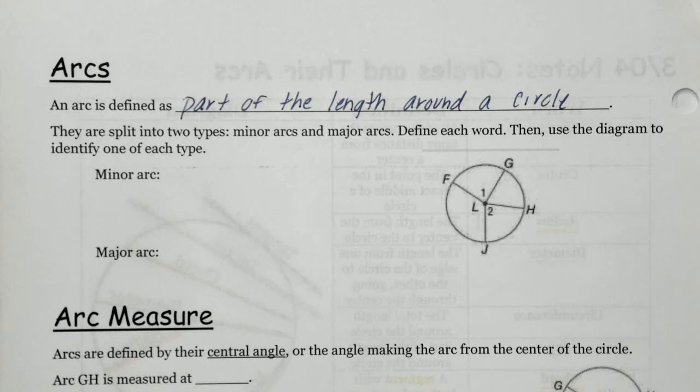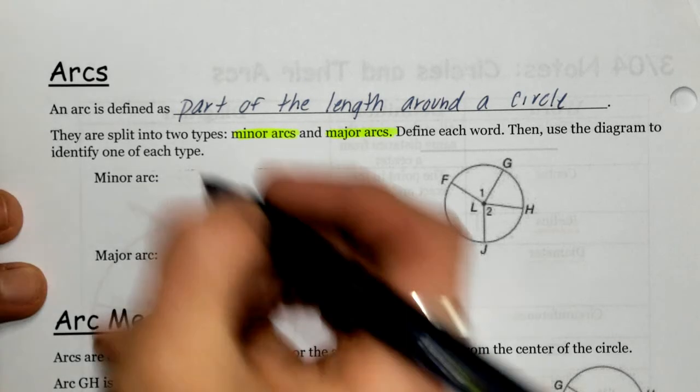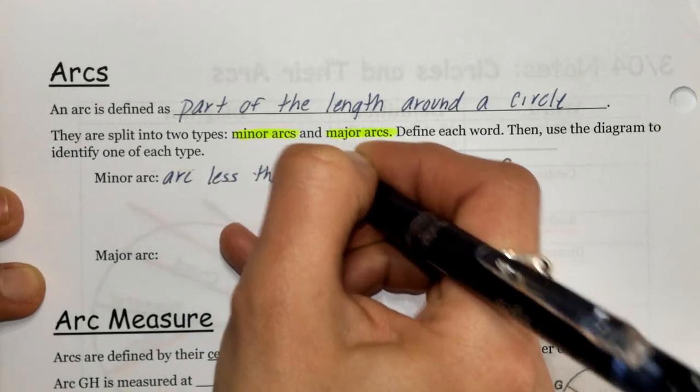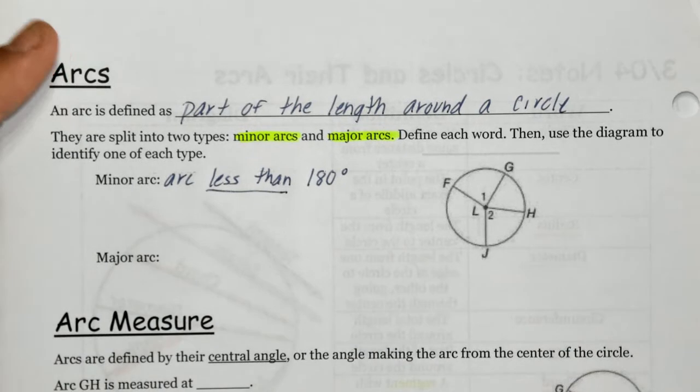There are 2 main arcs that we talk about here. You're going to have minor arcs, and you're going to have major arcs. So these are 2 arcs that we're going to talk about. We are going to define each one, and then we're going to use a diagram, and it says 1. We're going to find a couple of them, because I'm going to find one, and you guys are going to find one for me. Okay? Your minor arc is going to be an arc less than 180 degrees. So we got an arc that is less than 180 degrees.